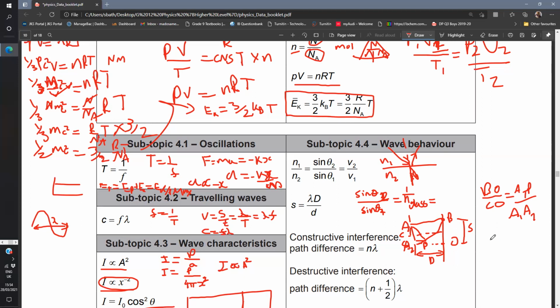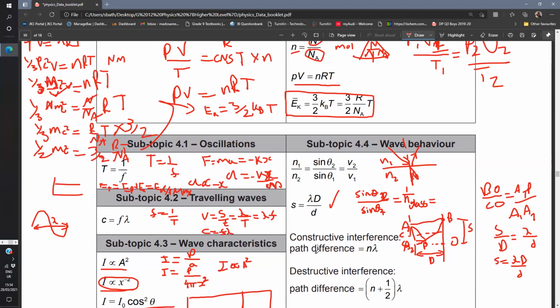Okay, so what is BO? BO is S. CO is D. That will be equal to A1P, sorry, A1P, that's the wavelength, and then A1 times A2, that would be the small difference, over D. Okay, that's basically the formula. Check.